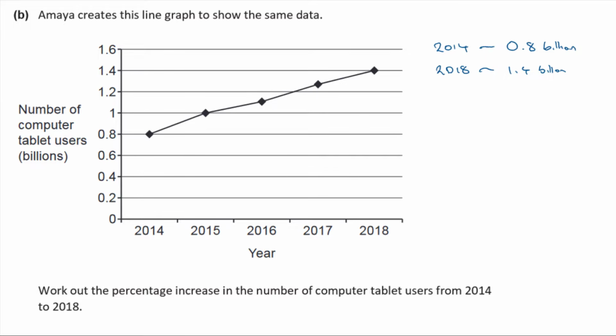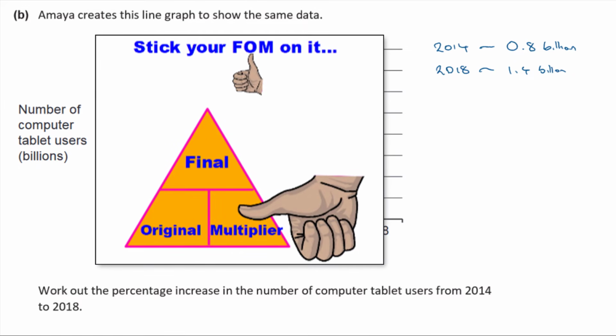And we want to do a percentage change here. Now I tend to use this triangle, final original multiplier, stick your thumb on it, to do these sorts of questions. So I draw the triangle, then I work out which one of the 3 things I've been given: final, original, or multiplier. Final is the final price or value after the percentage change has been given. Original is the one before it, and multiplier is the percentage change written as a decimal.